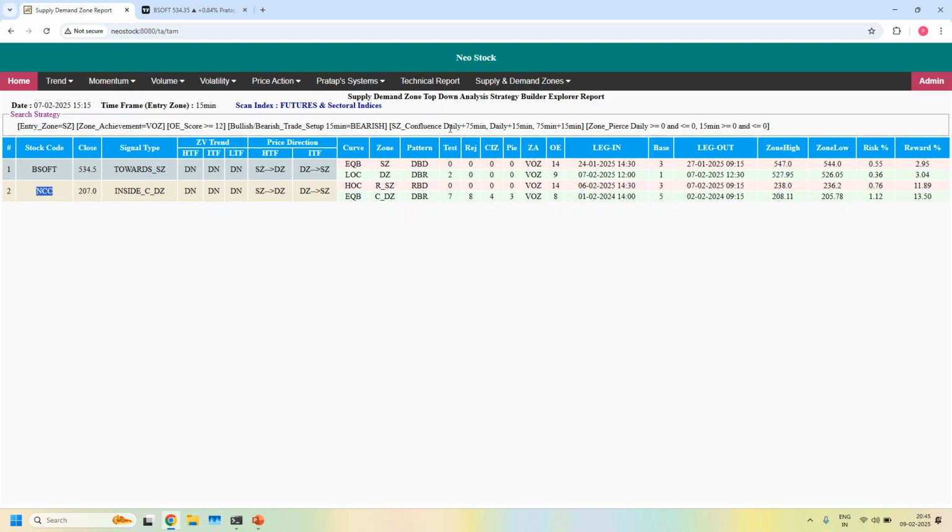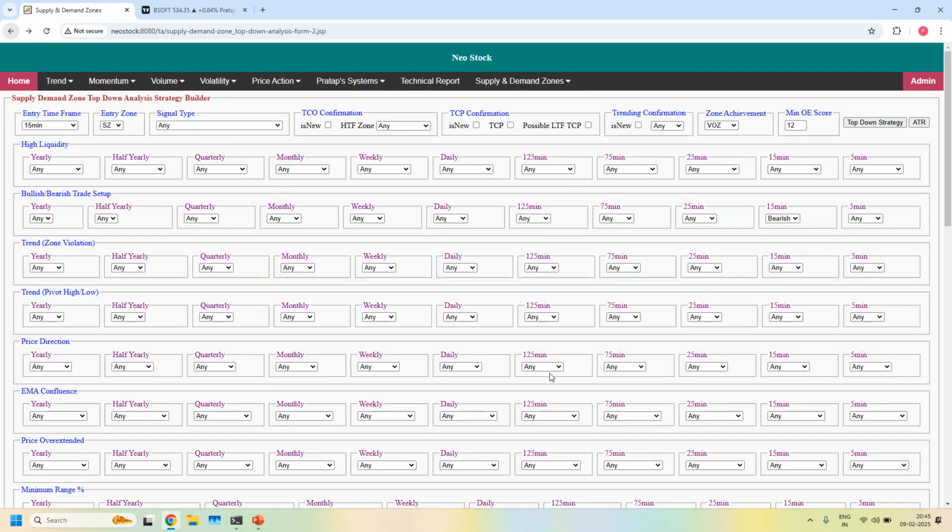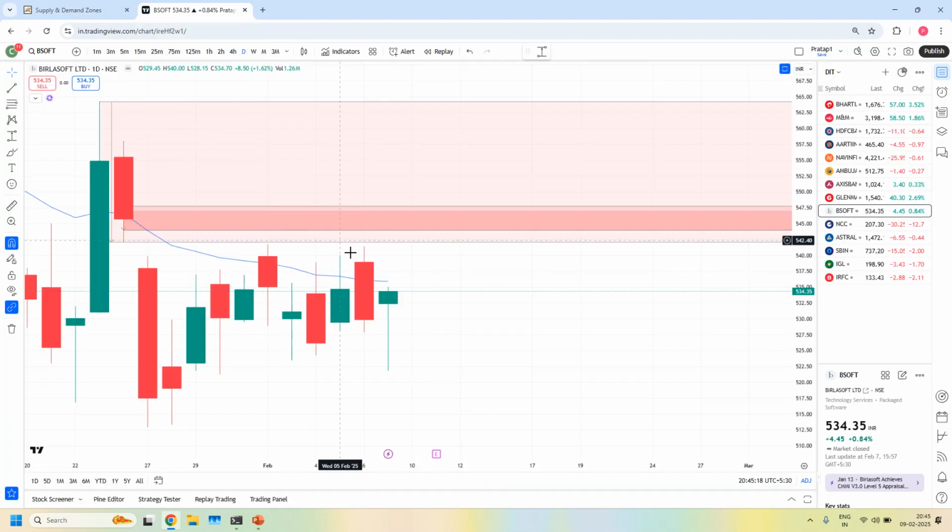EMA confluence, did I say it? Where is the EMA confluence? This is zone confluence. This is a pierced zone. I think we didn't set EMA confluence. Sorry. Now let us set EMA confluence on these 2 stocks. If that is the case, we won't get Birlasoft. Birlasoft should not be displayed.